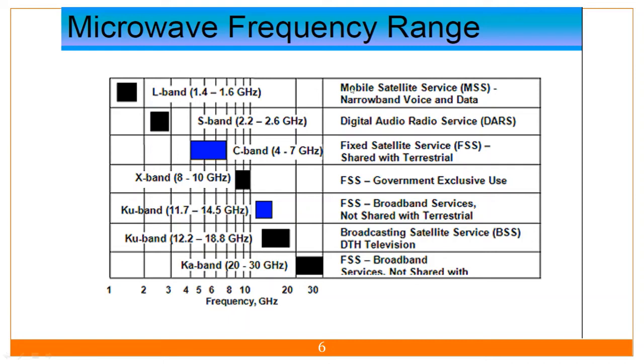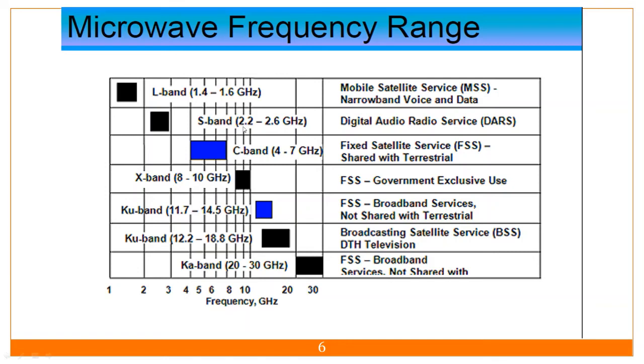This is nothing but the mobile satellite services. Whatever you are using for voice and data communication by mobile is nothing but the L band. Keep in mind, whatever SIM cards we have and whatever range we get from this is in between 1.4 to 1.6 gigahertz. That is the mobile satellite service, MSS, narrowband voice and data.